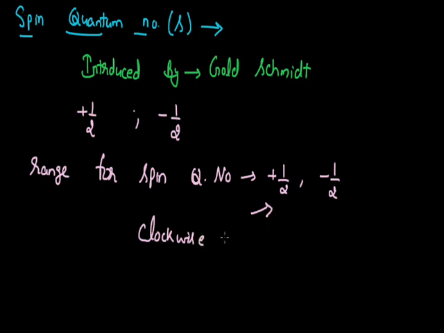There is no specific logic behind why we indicate clockwise spin with the plus half value of spin quantum number. Why not take minus half for the clockwise spin? It's conventionally taken that the clockwise spin has the spin quantum number value plus half, while minus half is used when we represent the anti-clockwise spin.